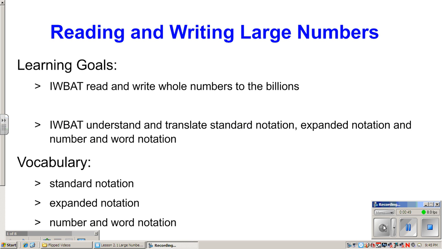Okay, now that you have those down, think back to our pretest and think about how you did on those two learning goals. Also take a second to write down standard notation, expanded notation, and number and word notation. That is what we will be working on today.